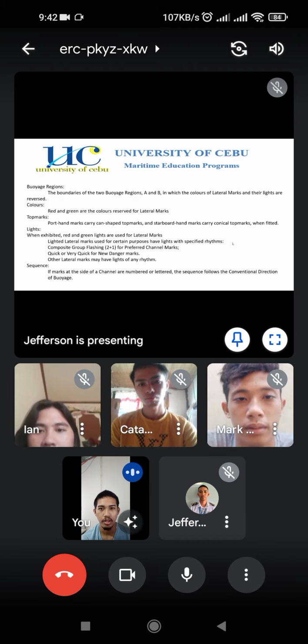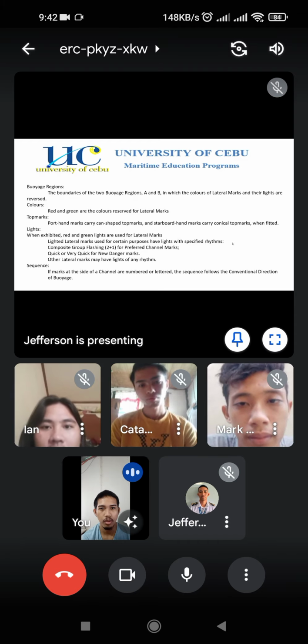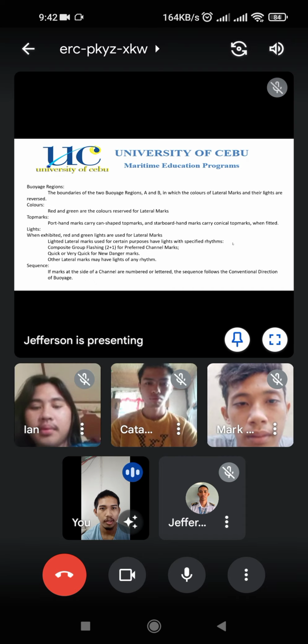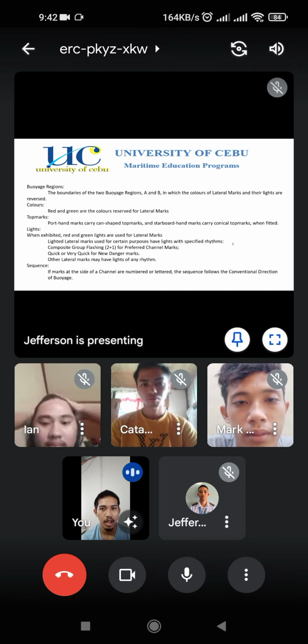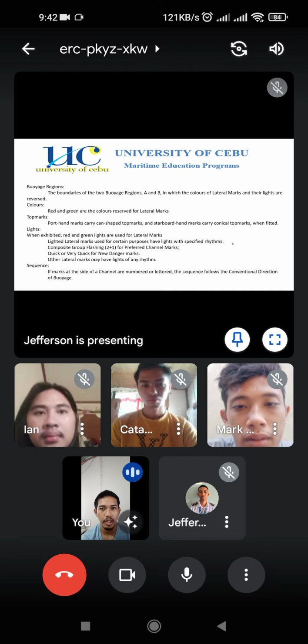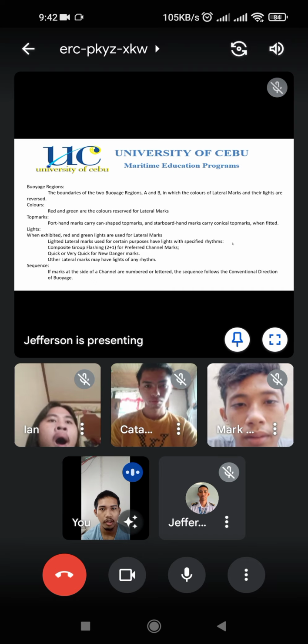Voyage region. The boundaries of the two voyage regions, A and B, in which the colors of lateral marks and their lights are reversed. Colors. Red and green are the colors reserved for lateral marks.